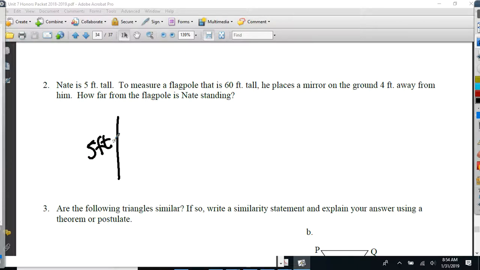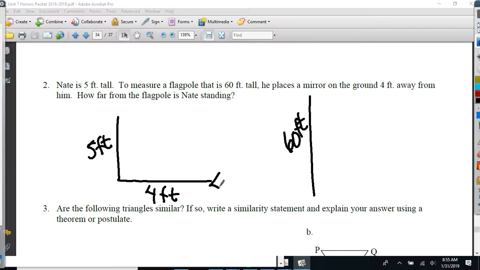If you want to get more creative with your diagrams, that's fine. I just don't have the time or the ability to. The flagpole is 60 feet tall. He places a mirror on the ground 4 feet away from him. This is like Natasha back in the day. How far from the flagpole is Nate standing?